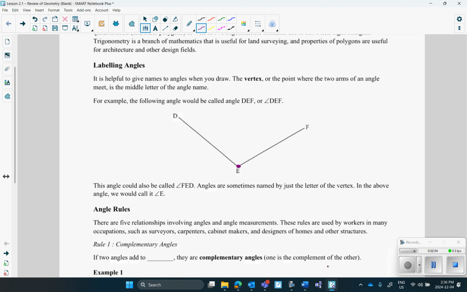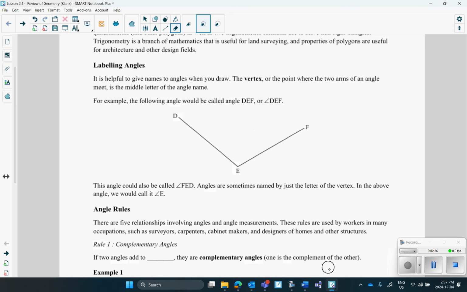Okay? But if you had something like this, say for example, and I added G, you can't call this angle E anymore. Why? Because there's two angles here. Which one is E? That's when you have to use the three letters. This is angle DEF. This one's angle FEG.